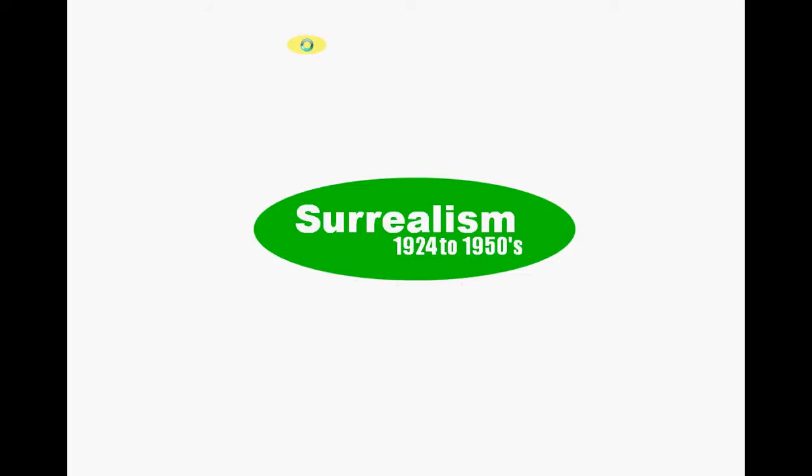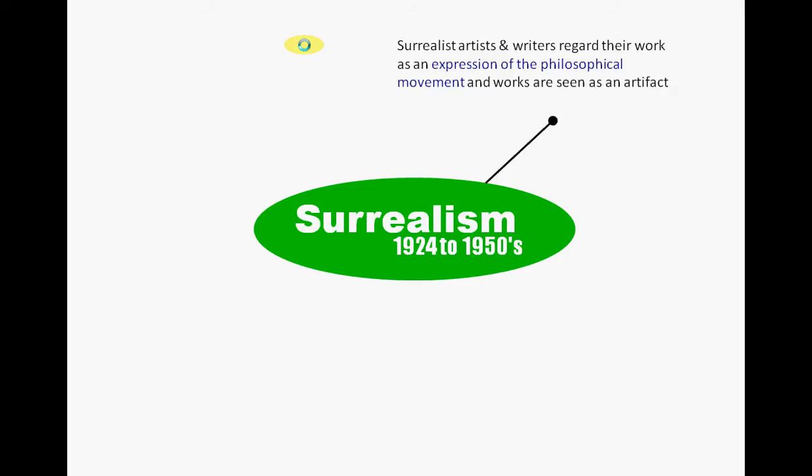Surrealism happened from 1924 to the 1950s. It is a form of expression of the philosophical movement, and works are often seen as a form of artifact, which is in fact usually what you would associate with museum pieces. Those are pretty well known as artifacts in today's context. So this is what the artists and writers would see their creation as. It is also a revolutionary movement away from the current movement.